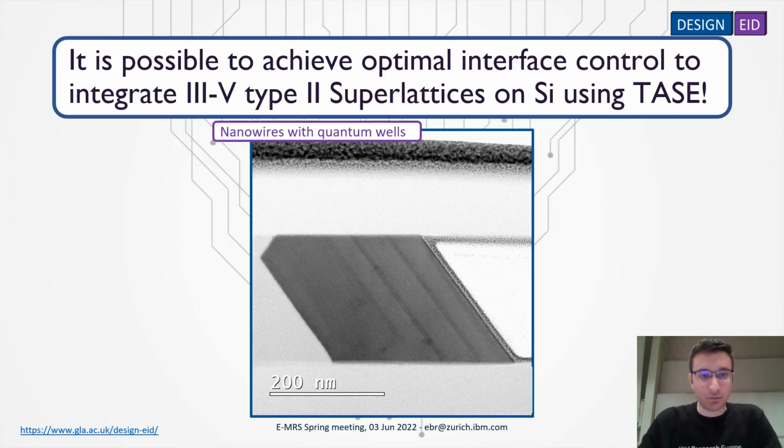In conclusion, we have demonstrated that it is indeed possible to achieve this optimal interface control that would allow us to integrate 3-5 type II superlattices on silicon using TASE, and we have showed one example of such a superlattice.